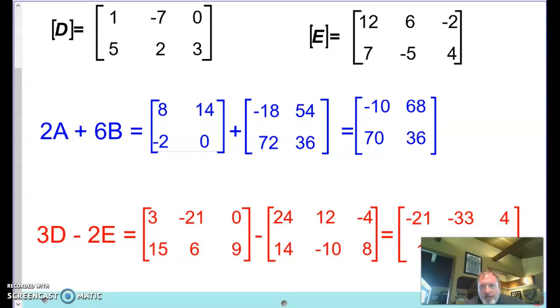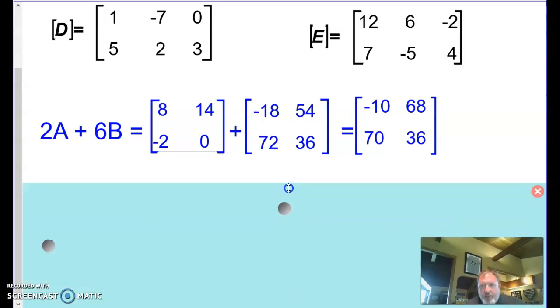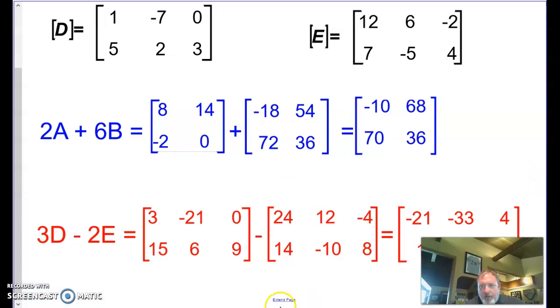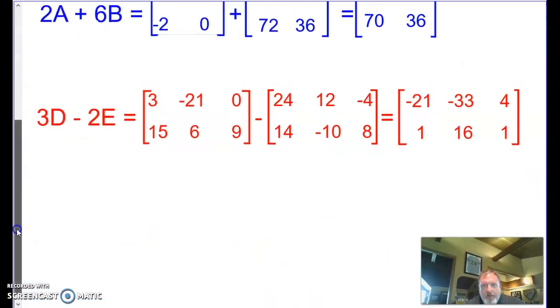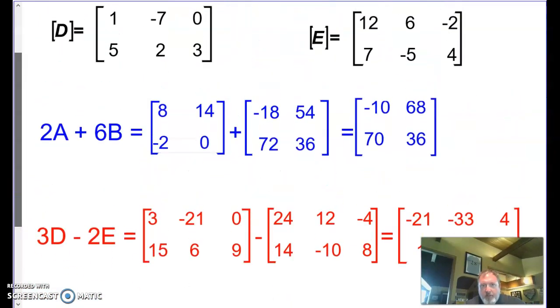Similar idea here. Give me 1 second to eliminate this shade here. Sorry about that. There we go. So 3D and 2E. So I'm going to take everything in this matrix times 3. That's what you see right here. And everything in matrix E. Now be careful with this.